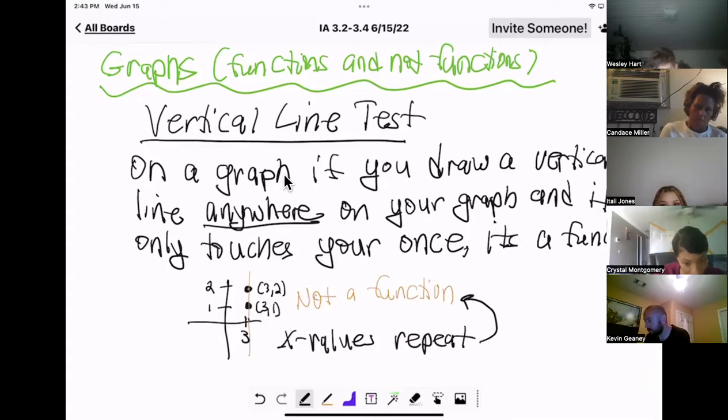So the vertical line test is a visual way to see when the X values repeat, when it's not a function. So in order to be a function, your vertical line can only touch your graph once or cross the graph once. And that's it. Any more than that, not a function. And I have lots of graphs to do.